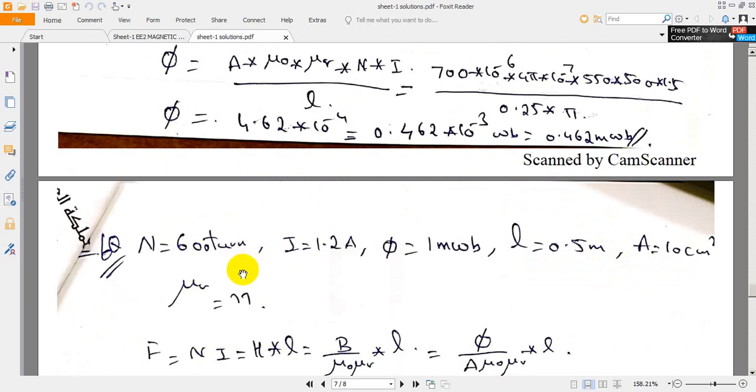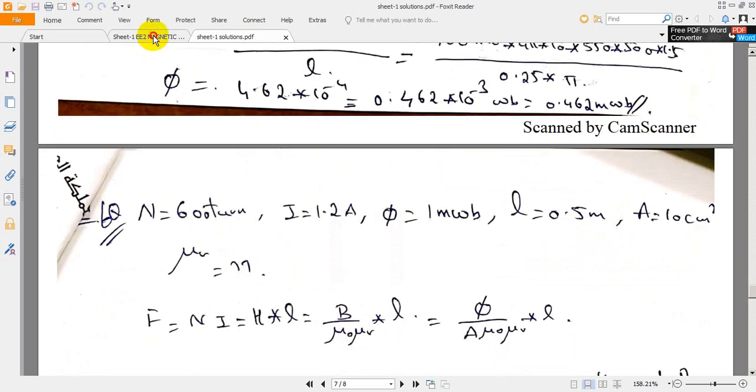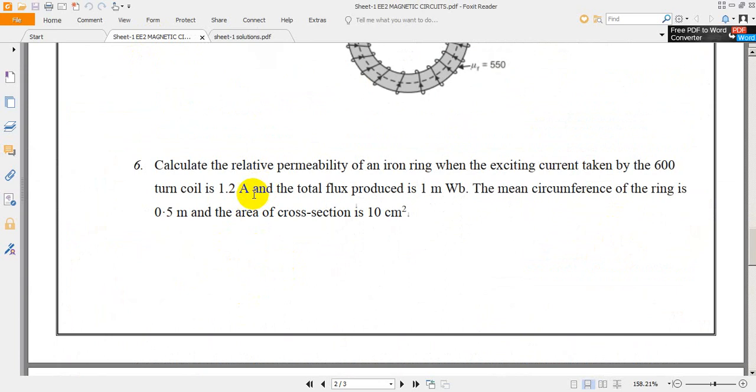Coming to the sixth one. The next question is, we need to calculate the relative permeability of an iron ring when the exciting current taken by the 600 turn coil is 1.2 amperes and the total flux which is produced is 1 milliweber. Given the mean circumference of the ring is 0.5 meters and the cross sectional area is 10 centimeters square. See the units. Here the units are in centimeters and here the units are in meters.